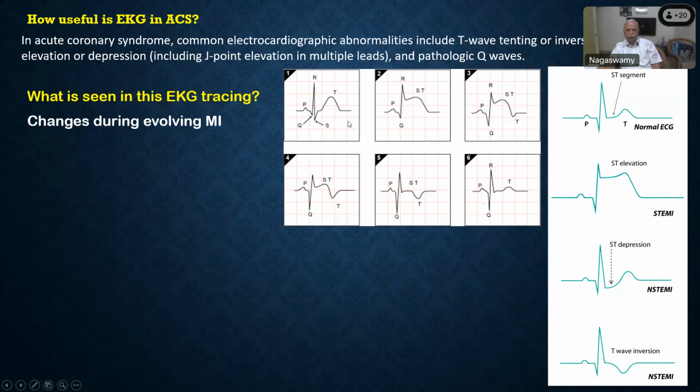So if you take a series of serial ECGs, you will find this sort of changes. So nowadays people don't wait that long to identify all that. The moment they see this, immediately you will be rushed into the cath lab and all the procedure will start. So how useful are cardiac biomarkers in acute coronary syndrome?